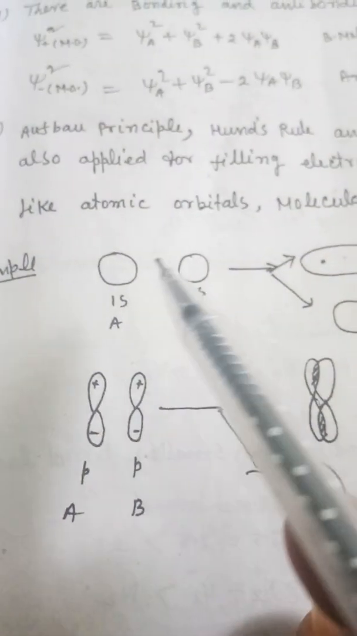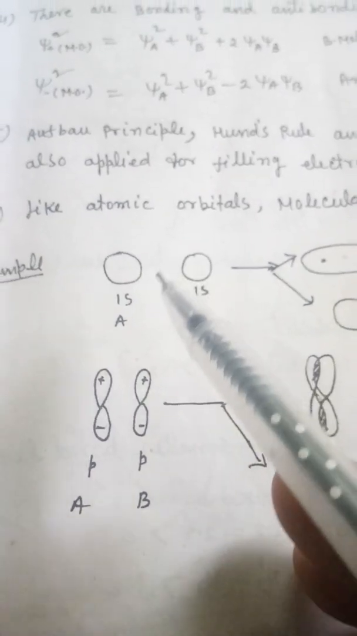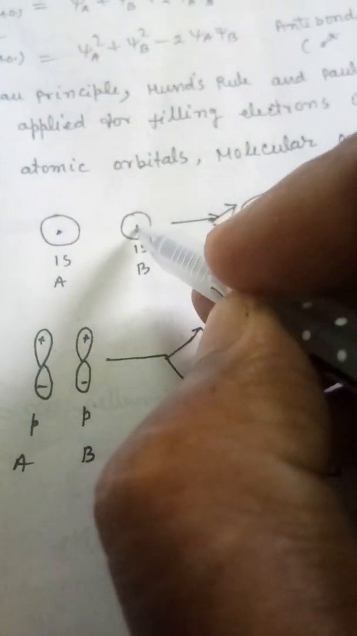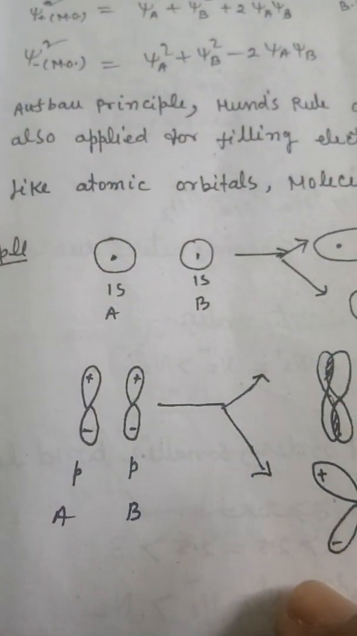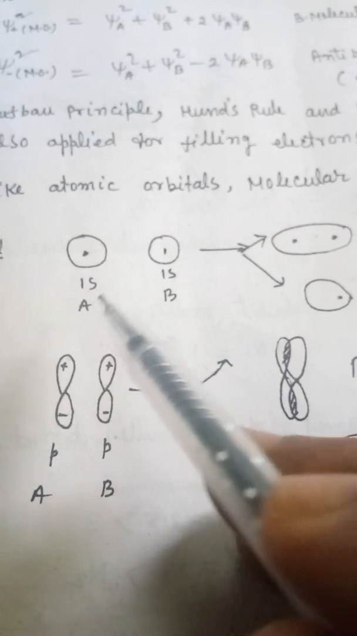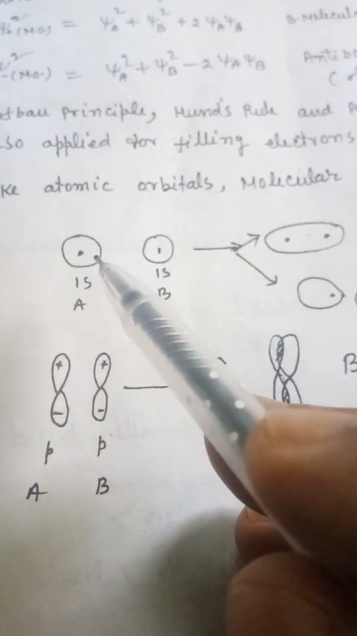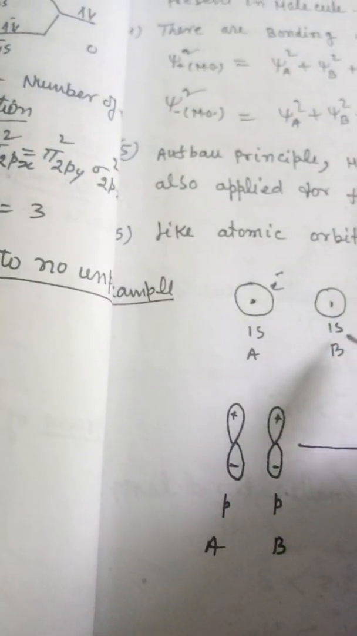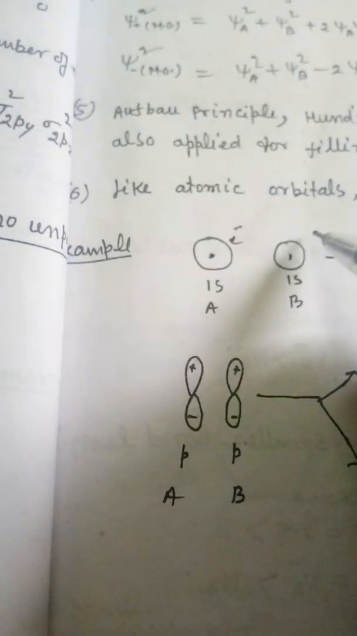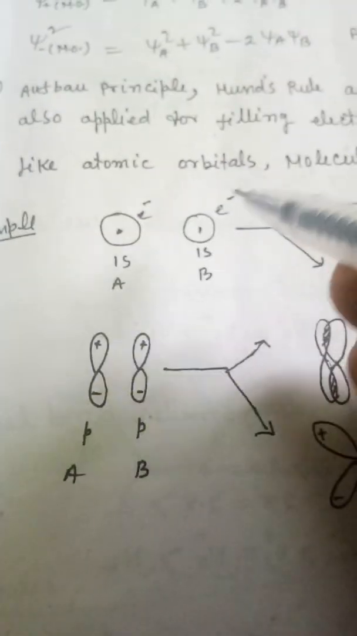Now just see here how molecular orbitals are formed, bonding or anti-bonding. Suppose there is an atom A, this is the atom A and this is the atom B, like this. Now suppose 1s orbital of this atom A contains 1 electron, and the atom B 1s atomic orbital also contains 1 electron.